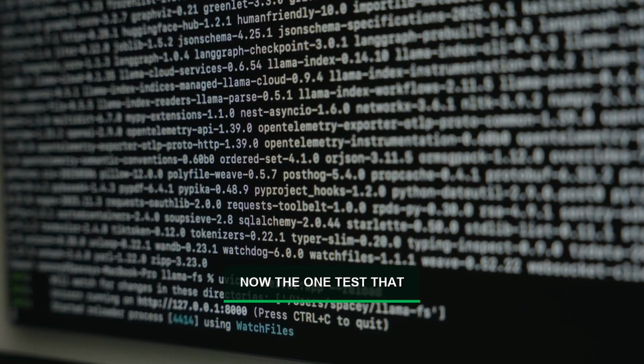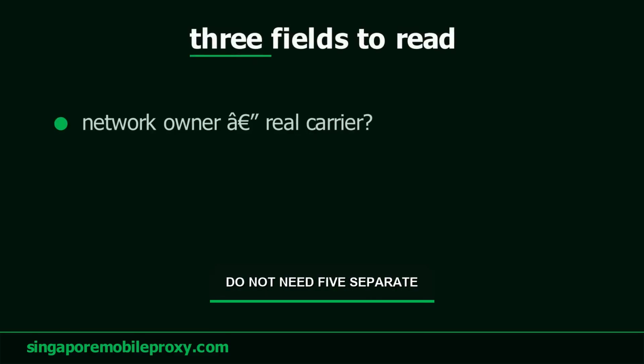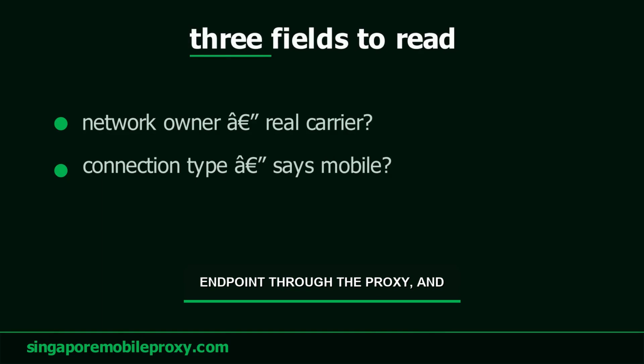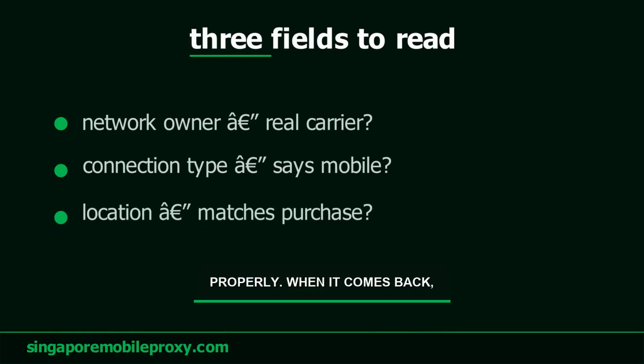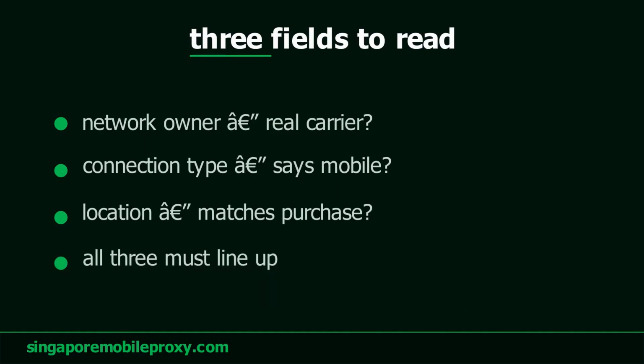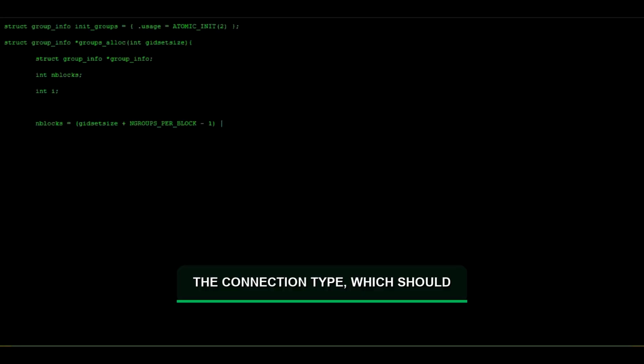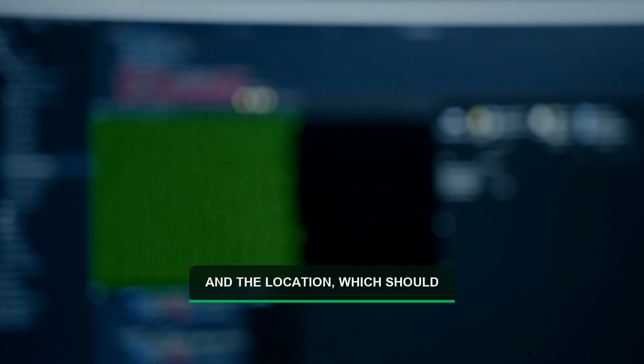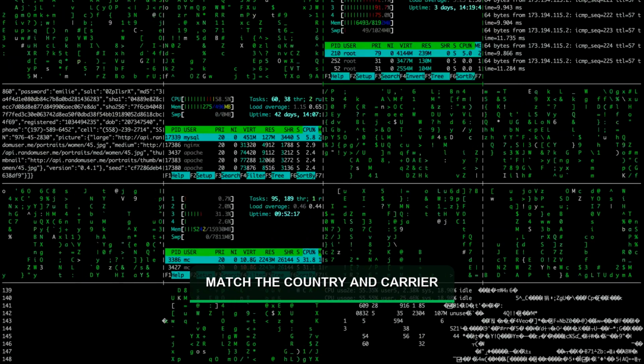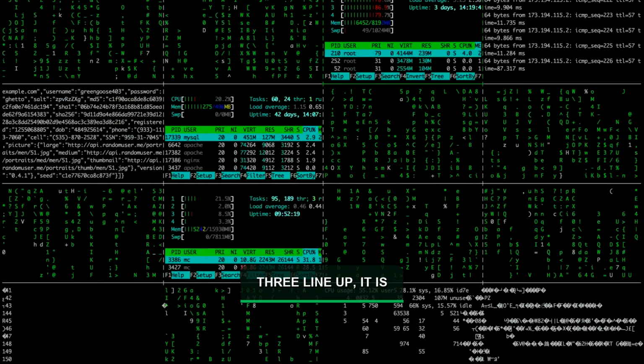Now the one-line test that covers most of this. You do not need 5 separate tools. You need one curl to a neutral IP intelligence endpoint through the proxy, and then you read the result properly. When it comes back, read 3 fields together, not just the country. The network owner, which should be a real carrier and not a hosting company. The connection type, which should say mobile. And the location, which should match the country and carrier you paid for. If all 3 line up, it is real.